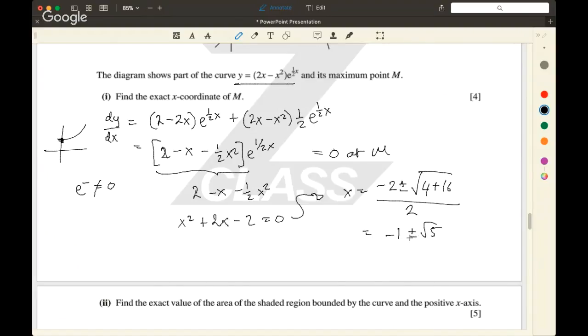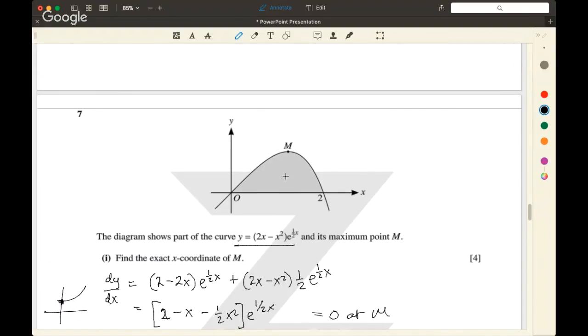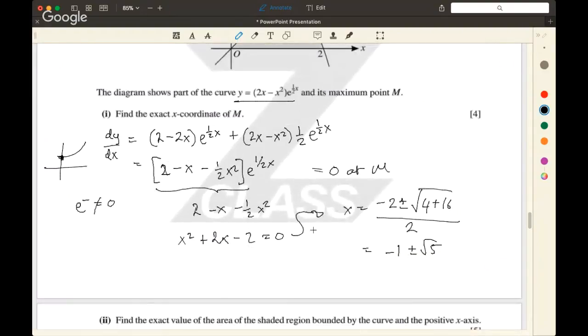Now, obviously, M has a positive x coordinate, as you can see by inspection of the graph. So we know that the x coordinate of M is minus 1 plus the square root of 5.